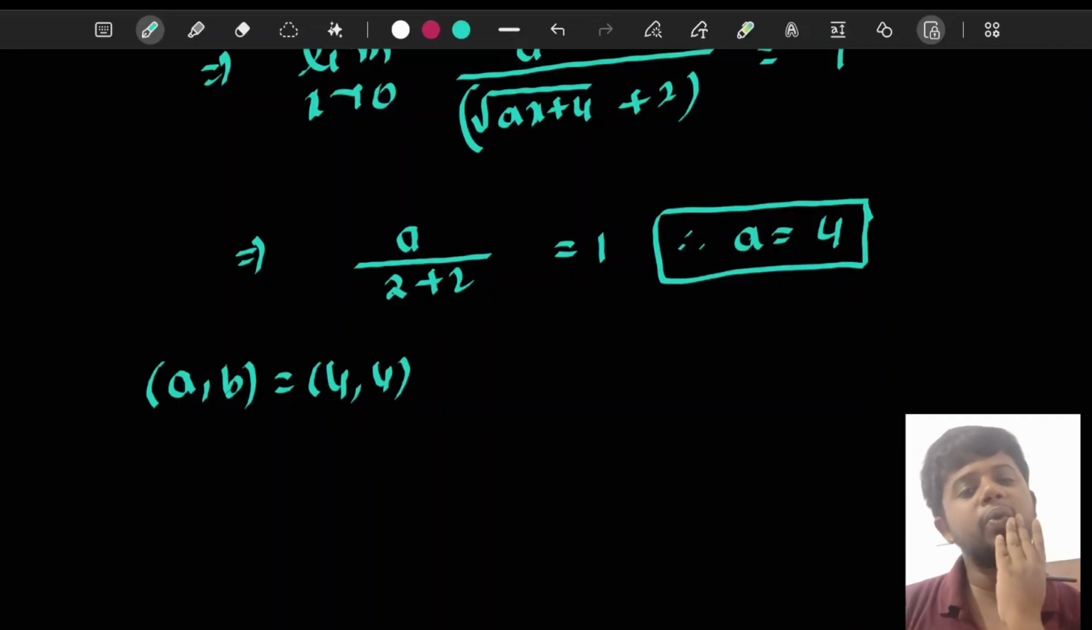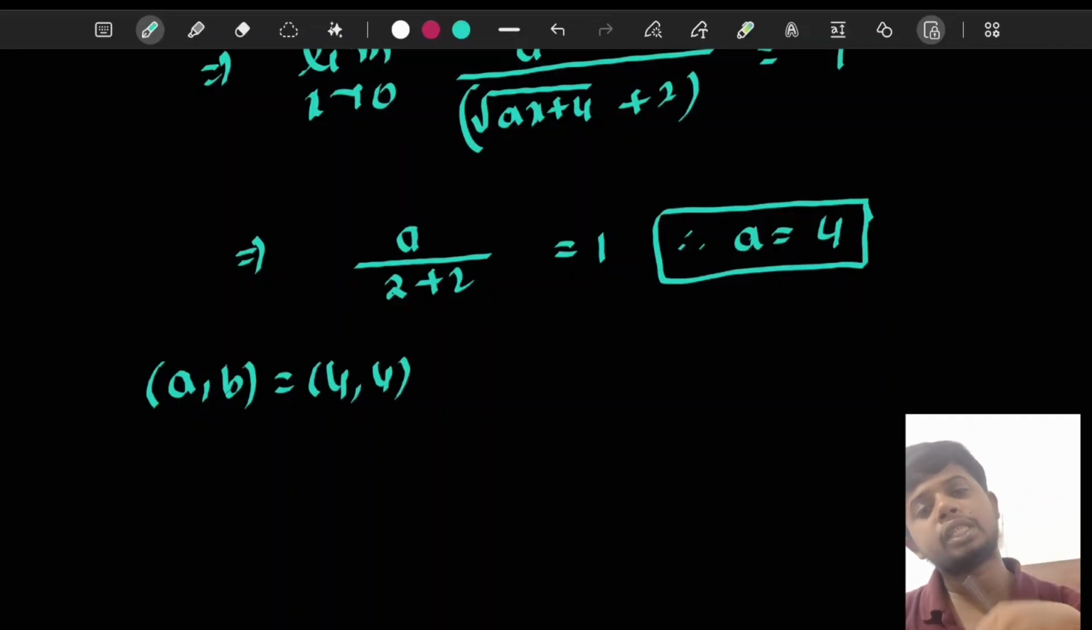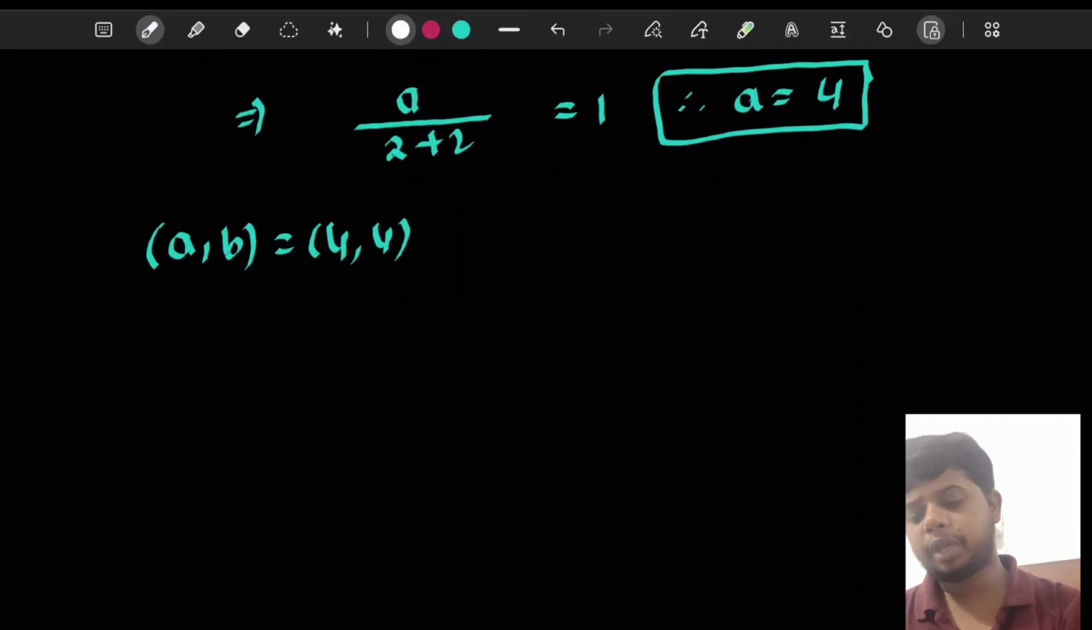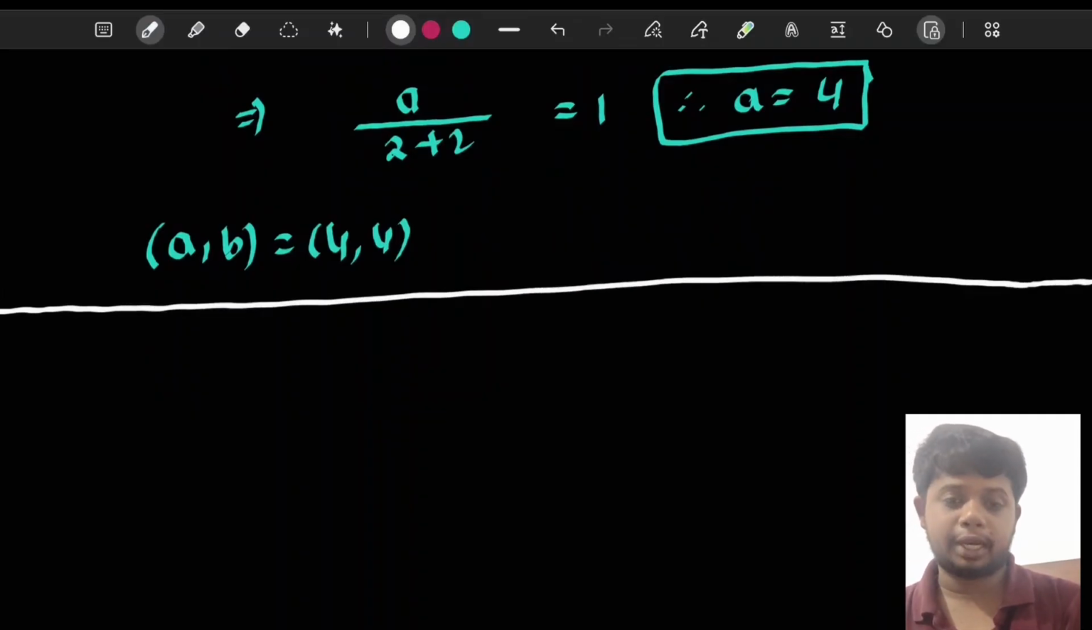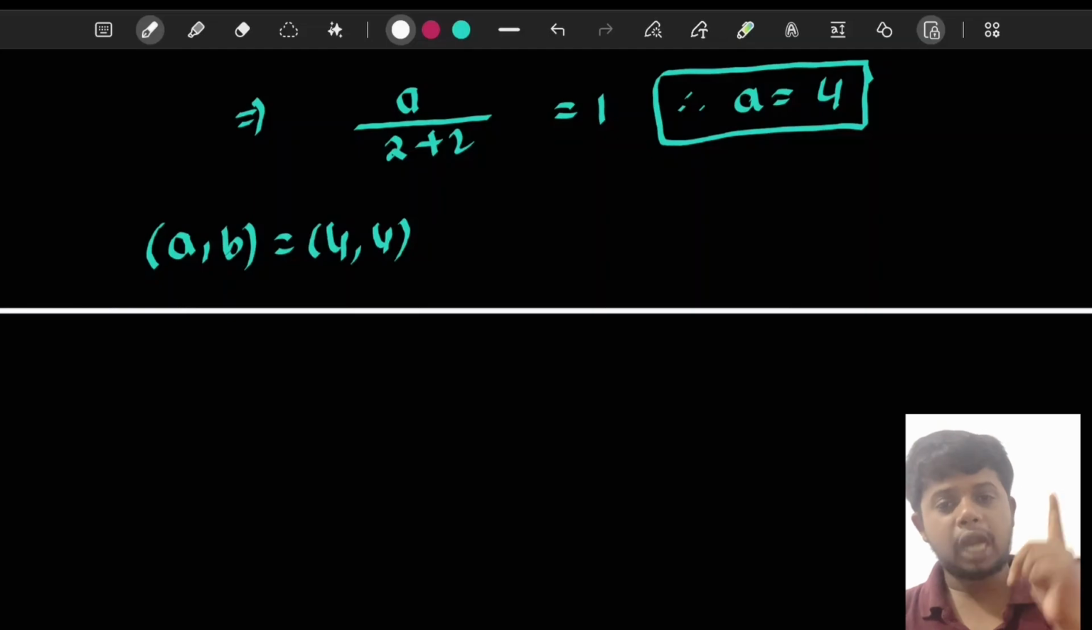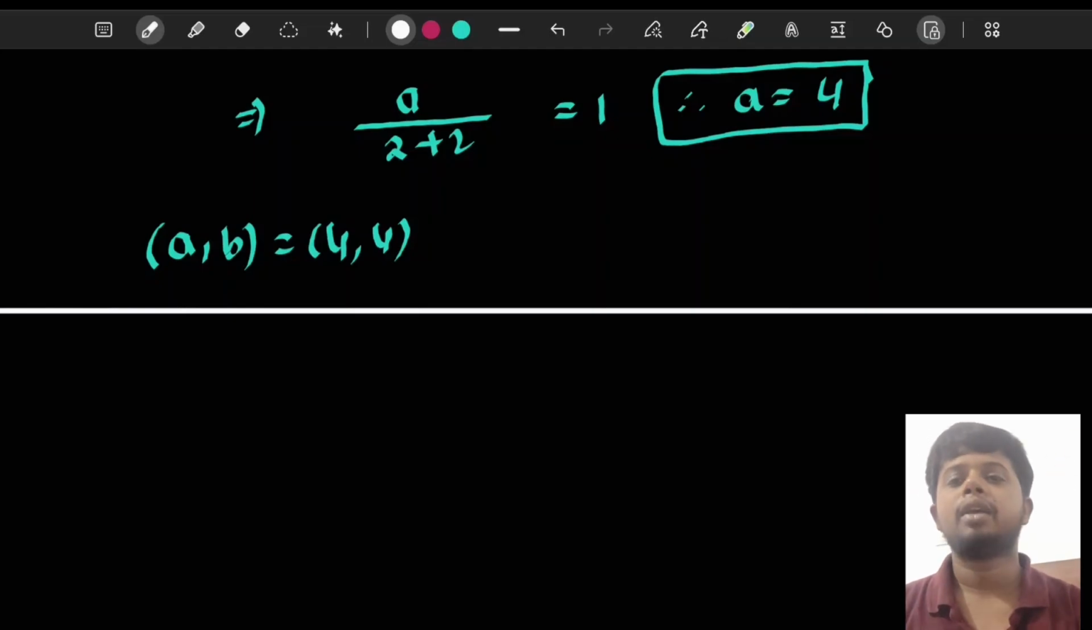So see, b value we can find starting only, and by the rationalization also you can find, and ultimately this 4 minus 4 will eventually become 0 only. So the answer will become 4 comma 4 only. Okay, so we have learned this question in two methods actually. Starting only we are finding b equal to 4, and by rationalization also we are getting b equal to 4. Nice.